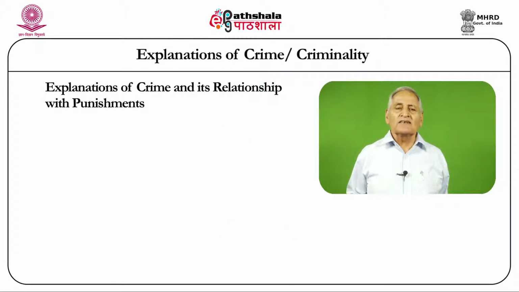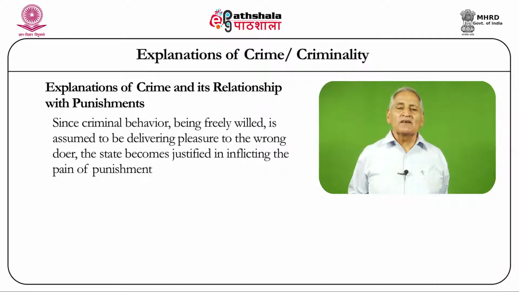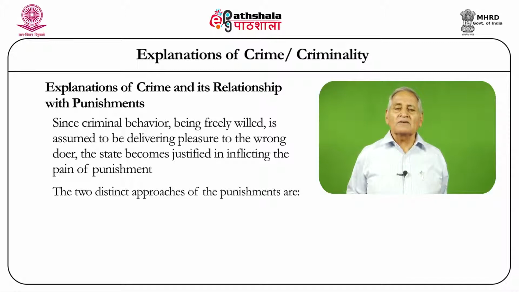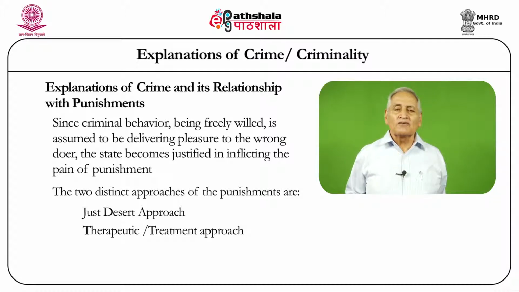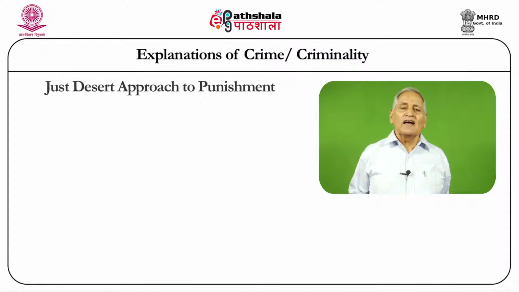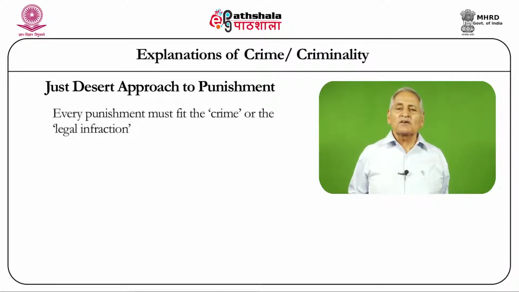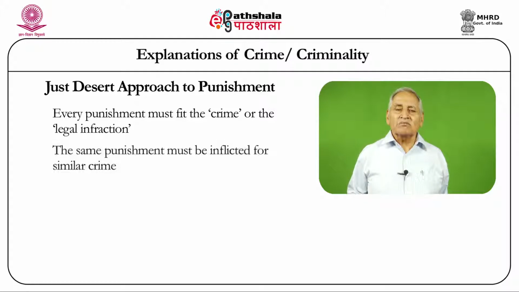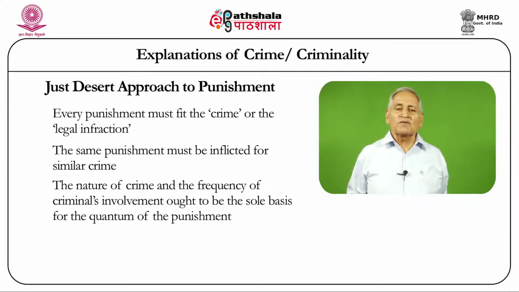Now, explanations of crime and its relationship with punishment. This is very important: since criminal behavior, being freely willed, is assumed to be delivering pleasure to the wrongdoer, the state becomes justified in the infliction of the pain of punishment. Two distinct approaches to punishment are the just desert approach and the therapeutic or treatment approach. The just desert approach to punishment assumes three things. Every punishment must fit the crime or the legal infraction. Second, the same punishment must be inflicted for similar crimes. And third, the nature of the crime and the frequency of the criminal's involvement ought to be the sole basis for the quantum of punishment.